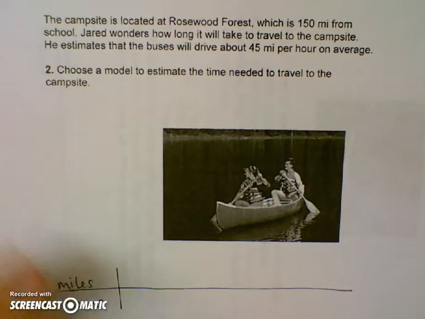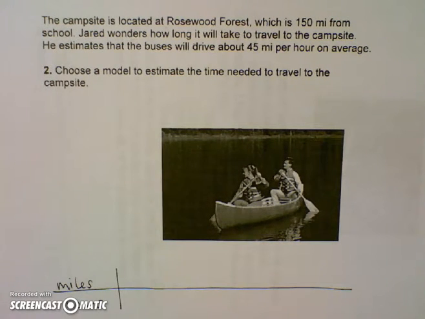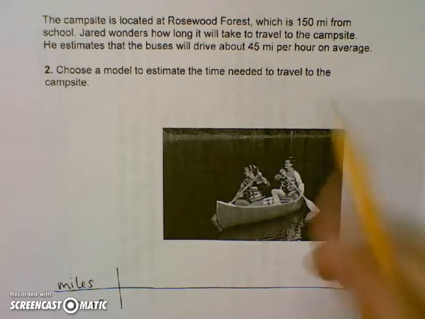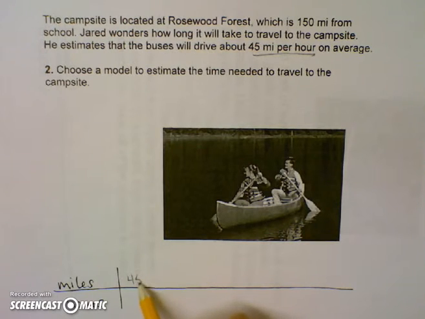My next problem, the campsite is located at Rosewood Forest, which is 150 miles from school. Jared wonders how long it will take to travel to the campsite. He estimates that the buses will drive about 45 miles per hour. So the important thing to look at here is 45 miles per hour. That means in 45 miles will take me 1 hour to drive. Per hour means in 1 hour I can drive 45 miles.